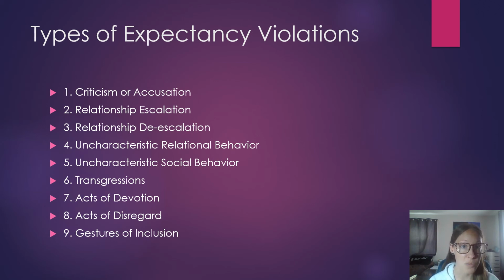And our final expectancy violation are gestures of inclusion. These are actions that show unexpected desires to include the partner or person in activities of that person's life. A great personal example of this for me is I lived with a young lady for about a year, and when our lease ended, I purchased a home and she moved up to Washington State. This was about 5 years ago. She's now getting married and has asked me to be a bridesmaid. She's making sure I'm included in her life still.